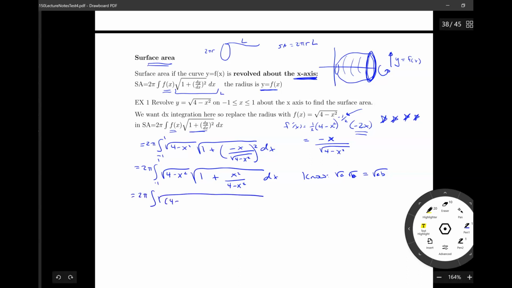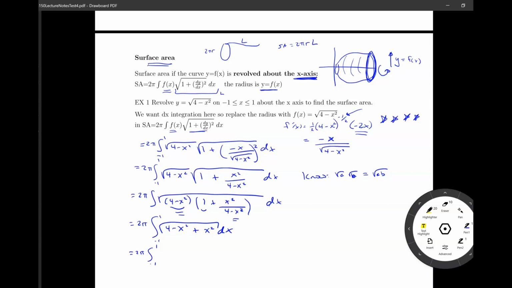Let me just show you slowly. So I'm going to take the 4 minus x squared, and I'll be distributing it to these two terms in here. So this times this will give me 4 minus x squared, plus this times this term will give me a plus just an x squared. Well, look at that. That looks quite a bit easier. Negative 1 to 1 for limits of integration. So the x squareds cancel, so I'm left with root 4, which is 2.